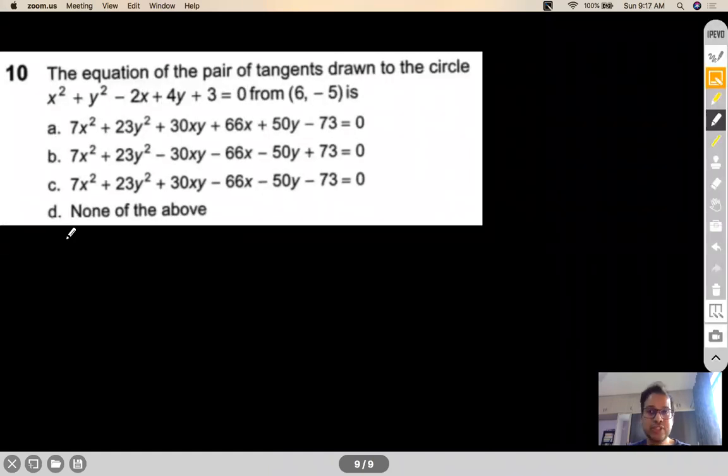Now, we will do this question in two ways. One is, of course, our regular formula, because right now, as you can see in your options, they have the combined equation of pair of tangents. But we'll also try to get the same combined equation by individually finding their tangents and multiplying them. I think we have a good amount of time to complete this exercise. So we'll do that. Let me put the poll also. If you're done, you can respond on the poll.